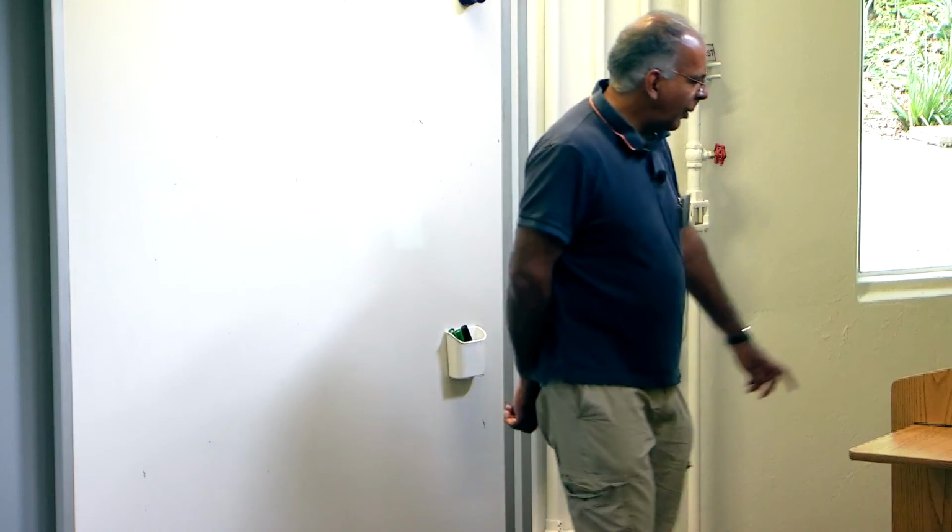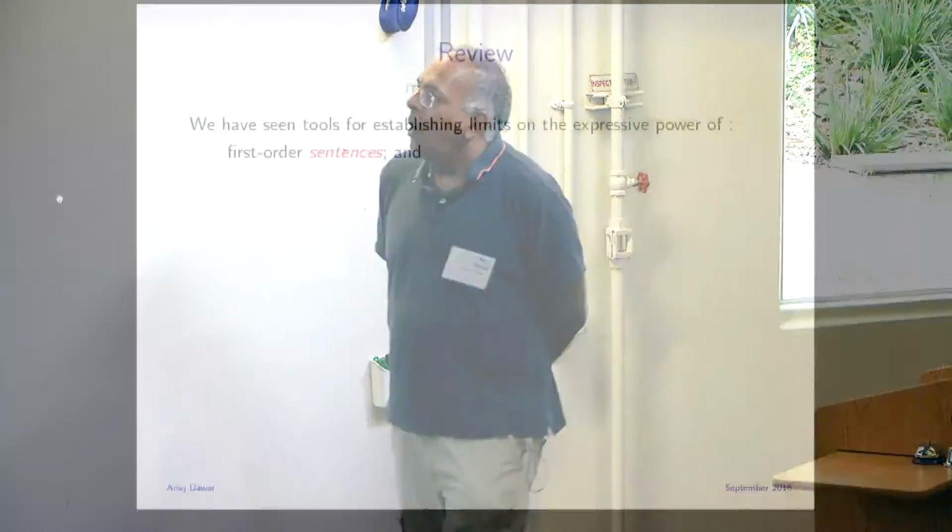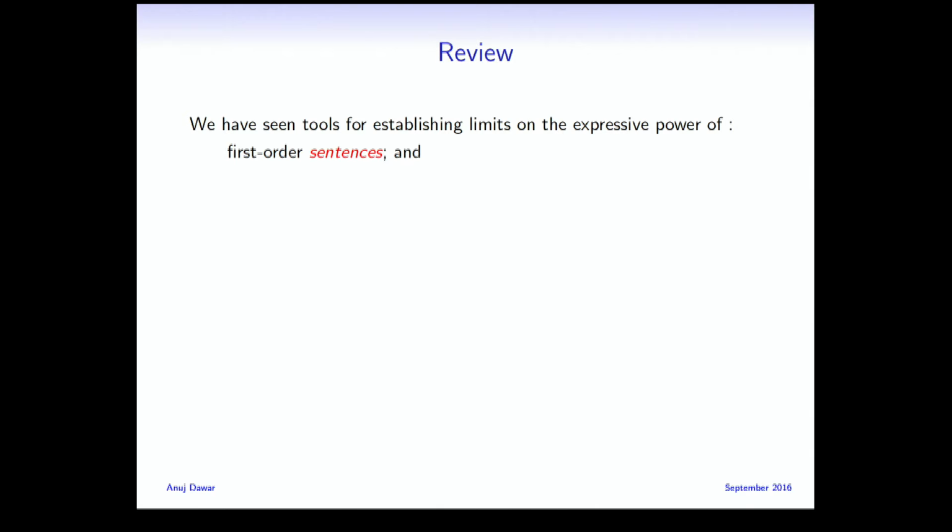As always, I'll start with a quick review of what we've seen in the past 3 lectures. We looked at tools for establishing limits on the expressive power of first-order sentences and also first-order theories with a bounded number of variables, right? Essentially, we looked at 2 kinds of pebble games in the first lecture.